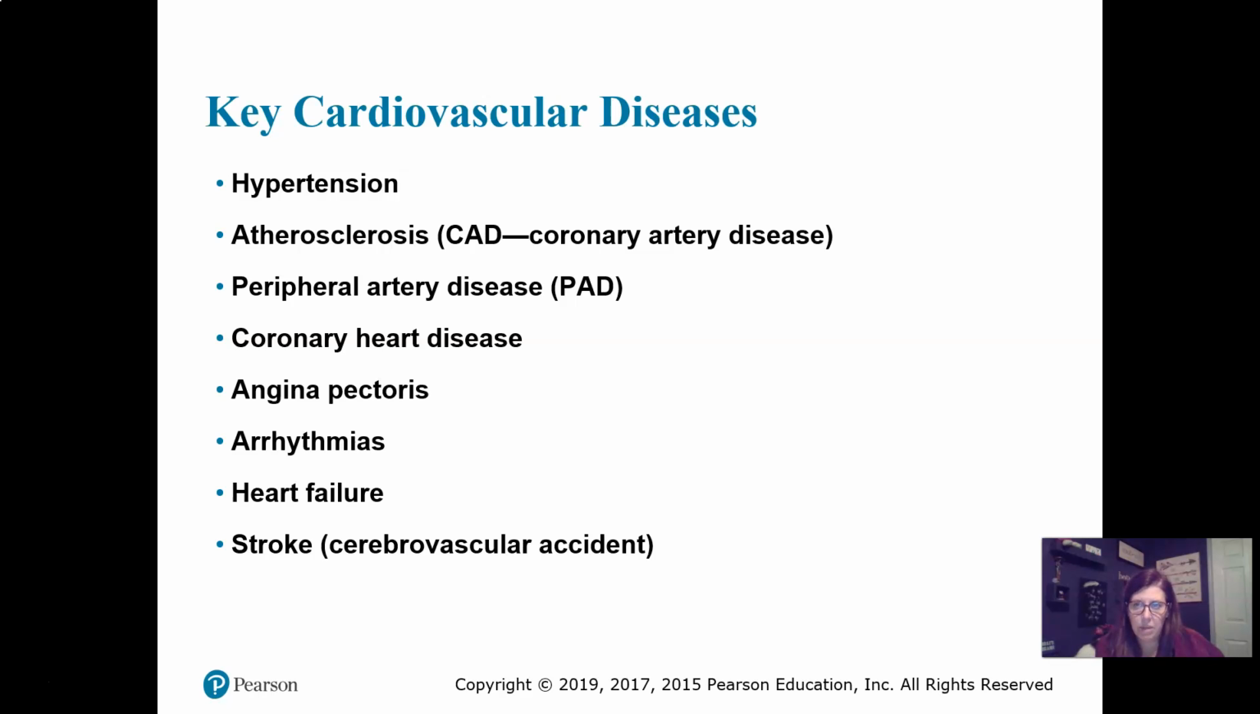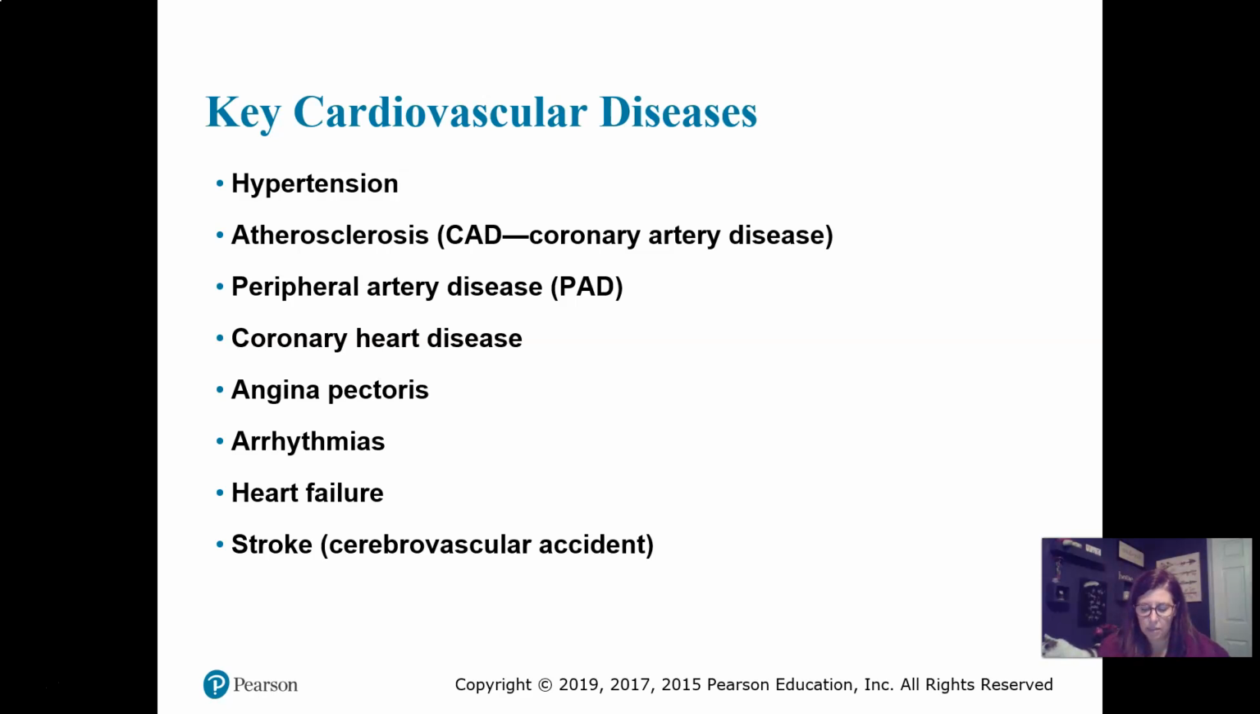There are a number of key cardiovascular diseases. We're going to take a look at some of them here. Hypertension refers to sustained high blood pressure, and it's really known as the silent killer. More and more people are considered to be pre-hypertensive, which means that their blood pressure is above normal, but not yet in the hypertensive range, so that it just needs to be monitored at that point. Arterial sclerosis, coronary artery disease, is a thickening and hardening of the arteries. It's an underlying condition in many cardiovascular health problems.